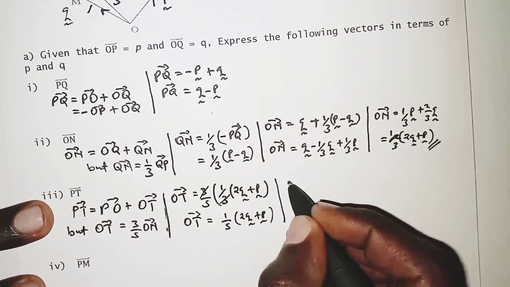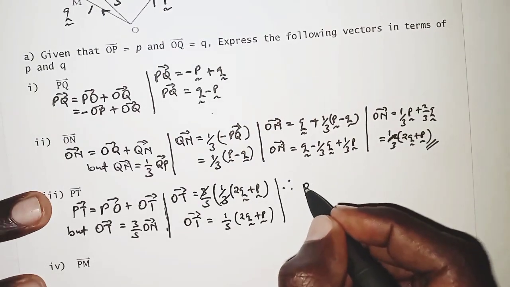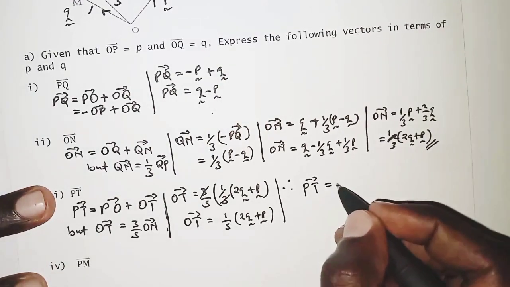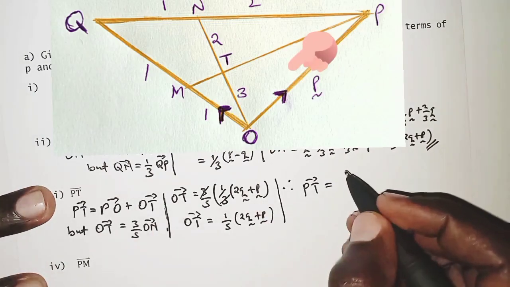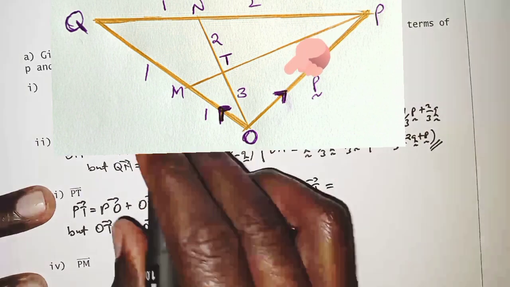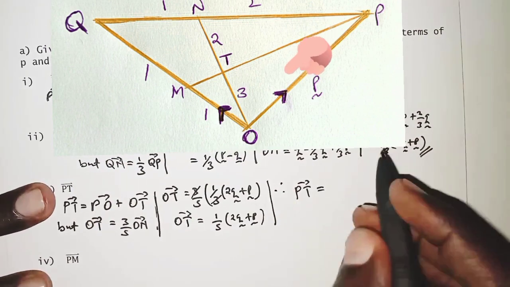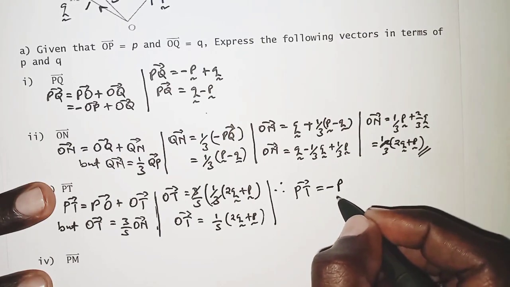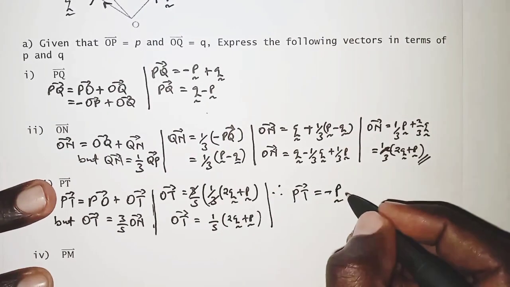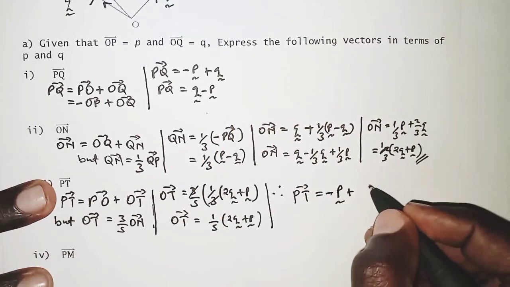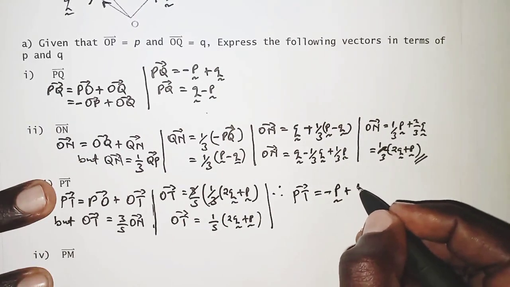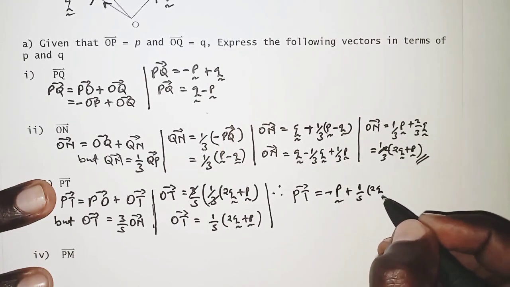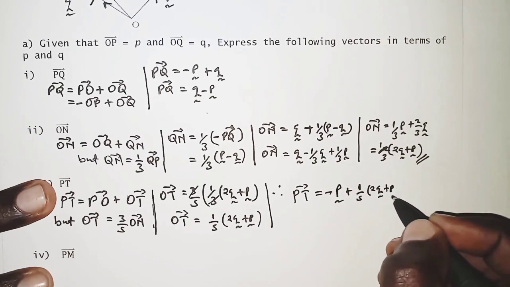And therefore, PT right here becomes PO, and PO is against the arrow, against the direction of OP, so we make it negative OP, and negative OP is negative P, plus OT, and OT we already have as 1 over 5 into 2Q plus P.